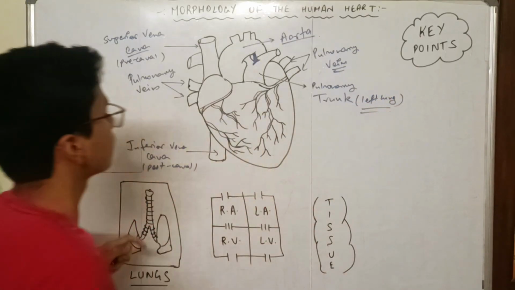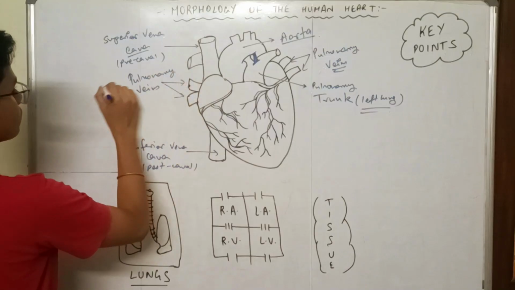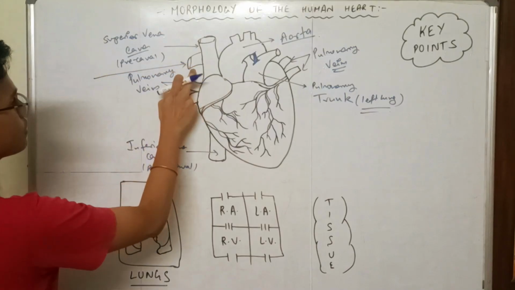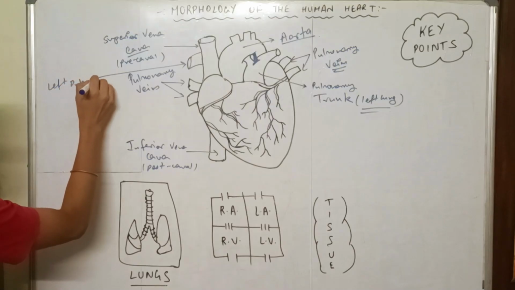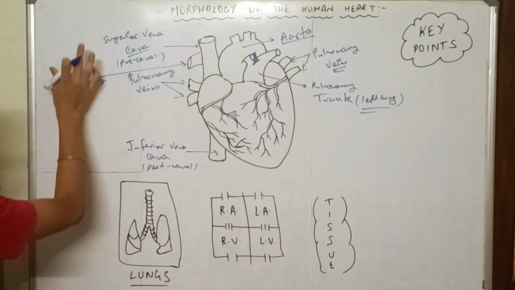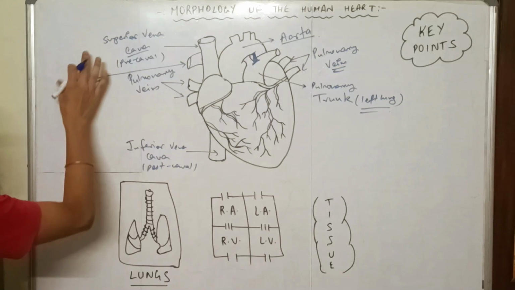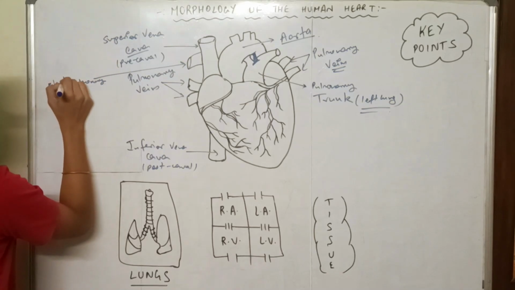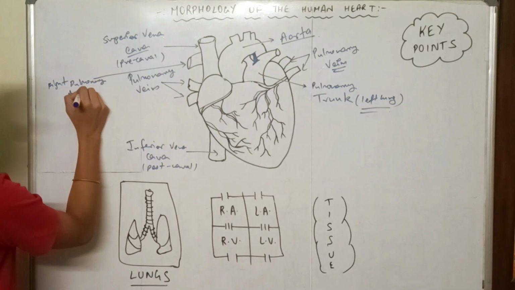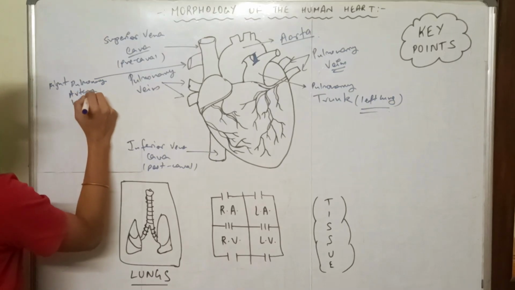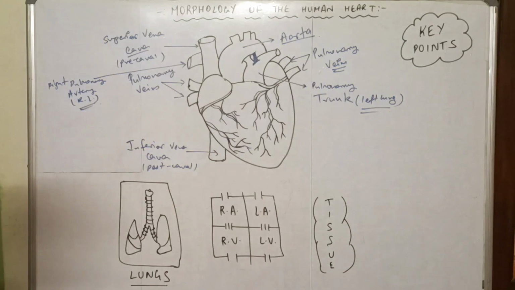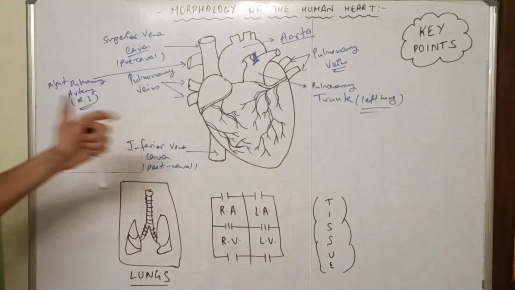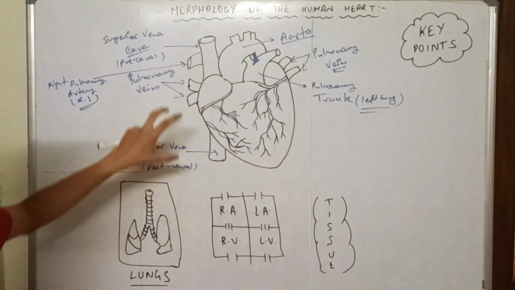Extremely important. And right over here, I'm just going to extend this marker point. This is the left. I'm sorry. This should not be left. Oh, okay. This should be the right pulmonary artery. It is flowing towards the right lung. As simple as that. So we named all these. We named all the external blood vessels that are attached to the heart.